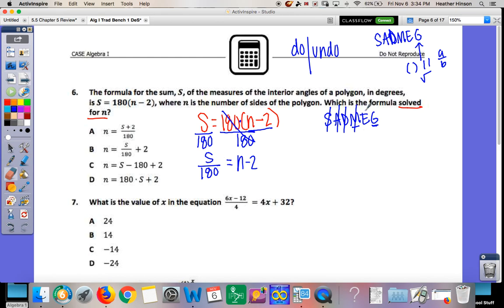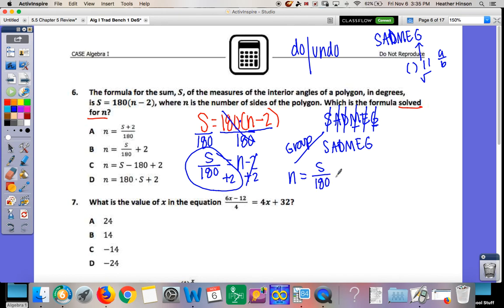Okay, do we have exponents? Nope. Do we have a group? Yes, we had that group of n minus 2. How do we get rid of that n minus 2? You can start SAD-MEG over for your group. Do we have subtraction? Yes. How do we get rid of minus 2? We add 2. So all we have left is n. And then on this side, we have S over 180. And then we added 2. So which one matches that? B.